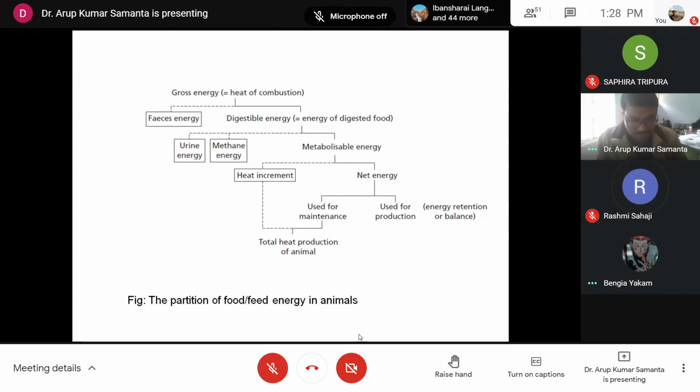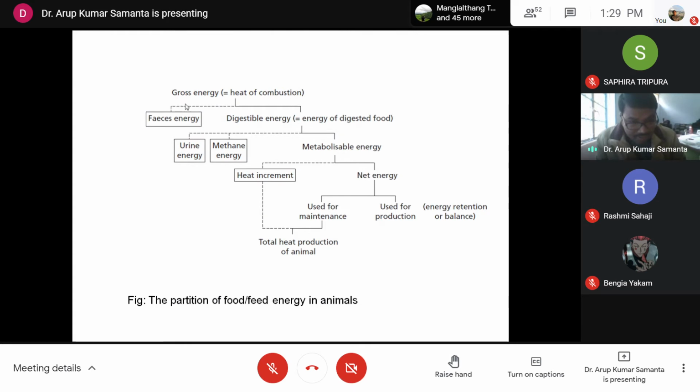What I was talking about: the gross energy, if you deduct the fecal energy from the gross energy, you will be getting the digestible energy, that is the DE value. And from the DE value, if you deduct the urinary energy and methane energy, you will be getting the metabolizable energy. And if you deduct the heat increment from the metabolizable energy, you will be getting the net energy. Actually, this energy requirement is expressed in terms of either DE or ME or NE.